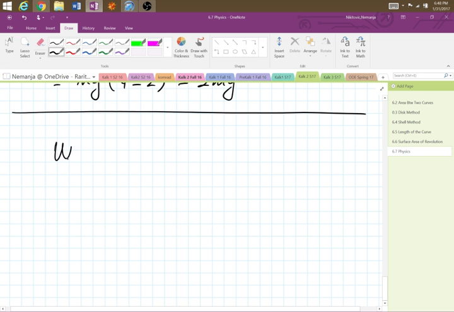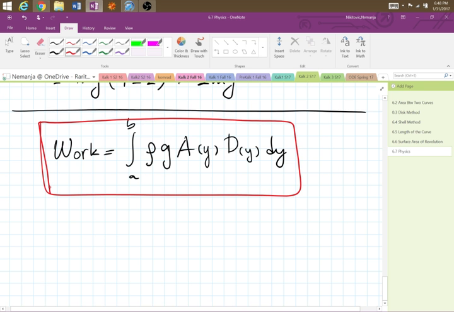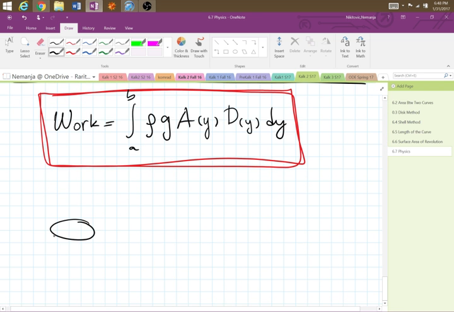So the work in this case would be the integral from a to b of rho g A of y, because again it's height, times the distance dy. And to explain this formula, let me put it first in the red box as very important. And then to talk about this, let's just take a look at the basic thing. You have the can and you have the straw, and then you're going to drink. Right? So this is a can, and there is a straw in the can, and there is the liquid inside.